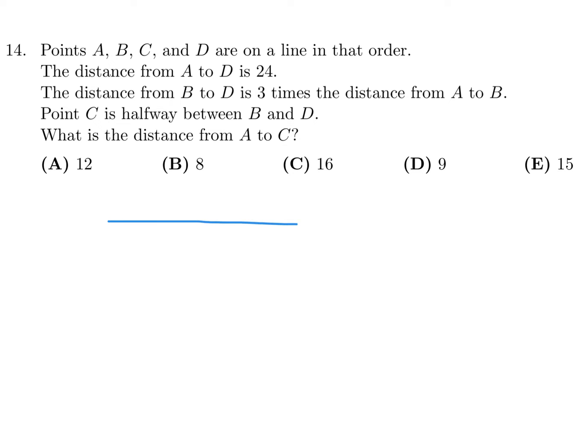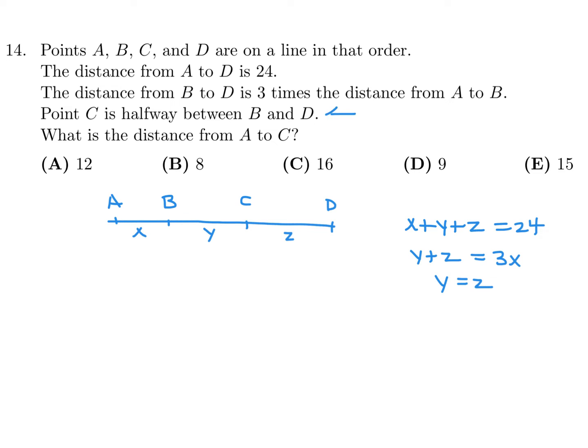All right, let's do this here. So we got A, B, C, and D. Okay, let's go through this. Distance from A to D. Well, I'm going to have to label this X, Y, and Z like that. A to D is 24, so that basically means that X plus Y plus Z is 24. Distance from B to D, which is Y plus Z, is 3 times the distance from A to B, which would be the equivalent of saying 3x. And then C is halfway between B and D. Okay, so that means Y is equal to Z. That's the interpretation of that sentence.